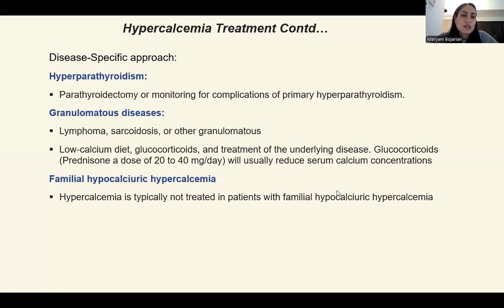If your patient has hypercalcemia in the setting of granulomatous disease, like lymphoma or sarcoidosis, you can treat your patient with a steroid, usually prednisone at a dose of 20 to 40 milligrams per day. And if your patient has FHH, or familial hypocalciuric hypercalcemia, we do not treat those patients. We let the patient know that they have this genetic problem, and we also tell the patient not to let anyone touch their neck and not to go for surgery for mild hypercalcemia.